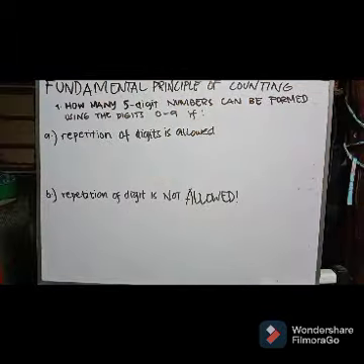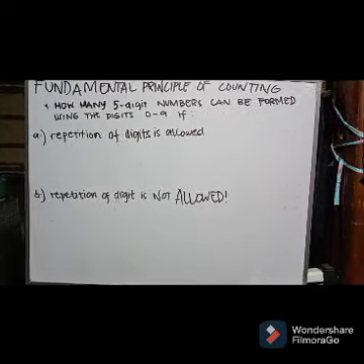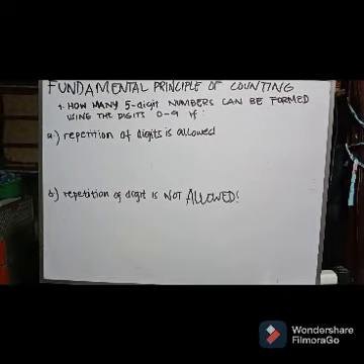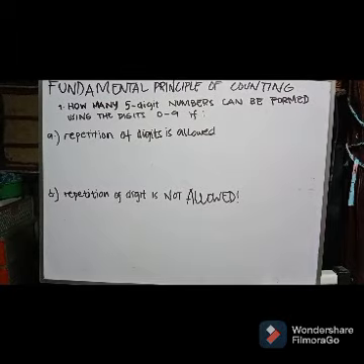In this video, we will learn how to solve some problems in statistics and probability. And the first is the fundamental principle of counting. So the problem is, how many 5-digit numbers can be formed using the digits 0 to 9 if A. Repetitions of digit is not allowed.